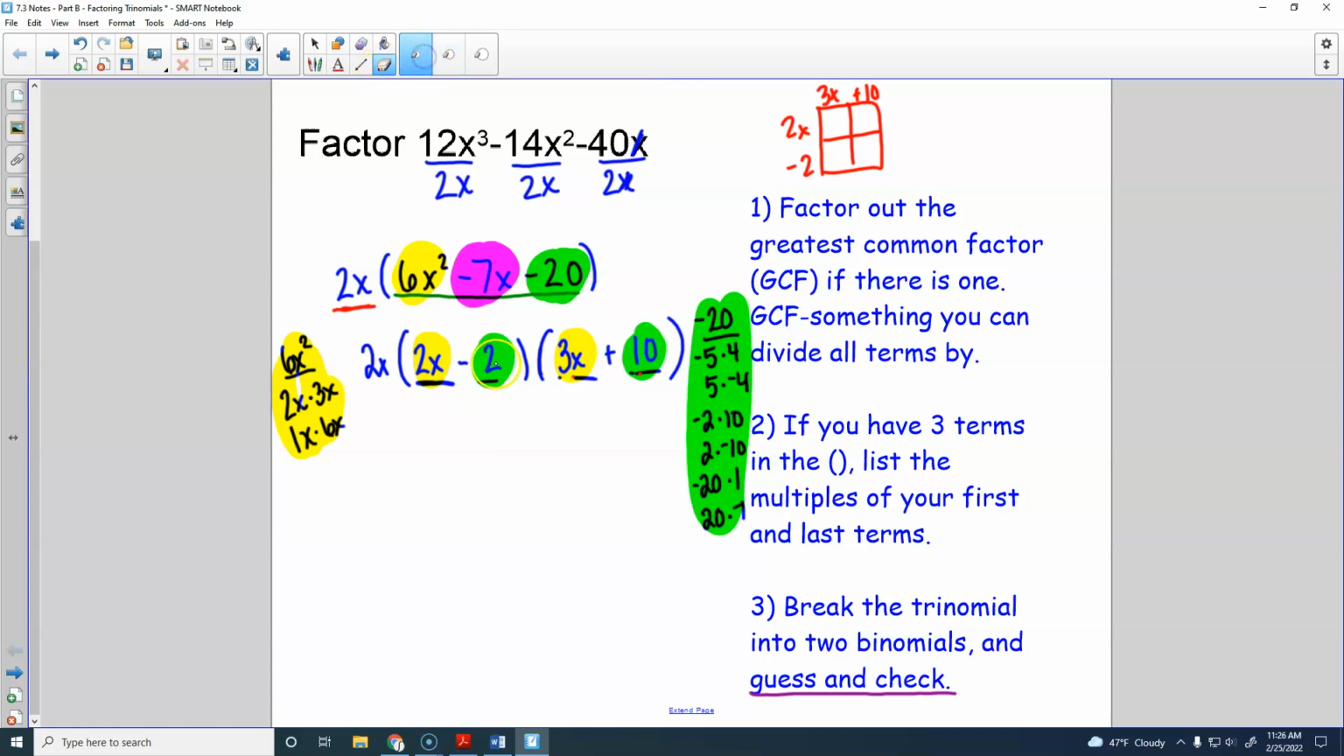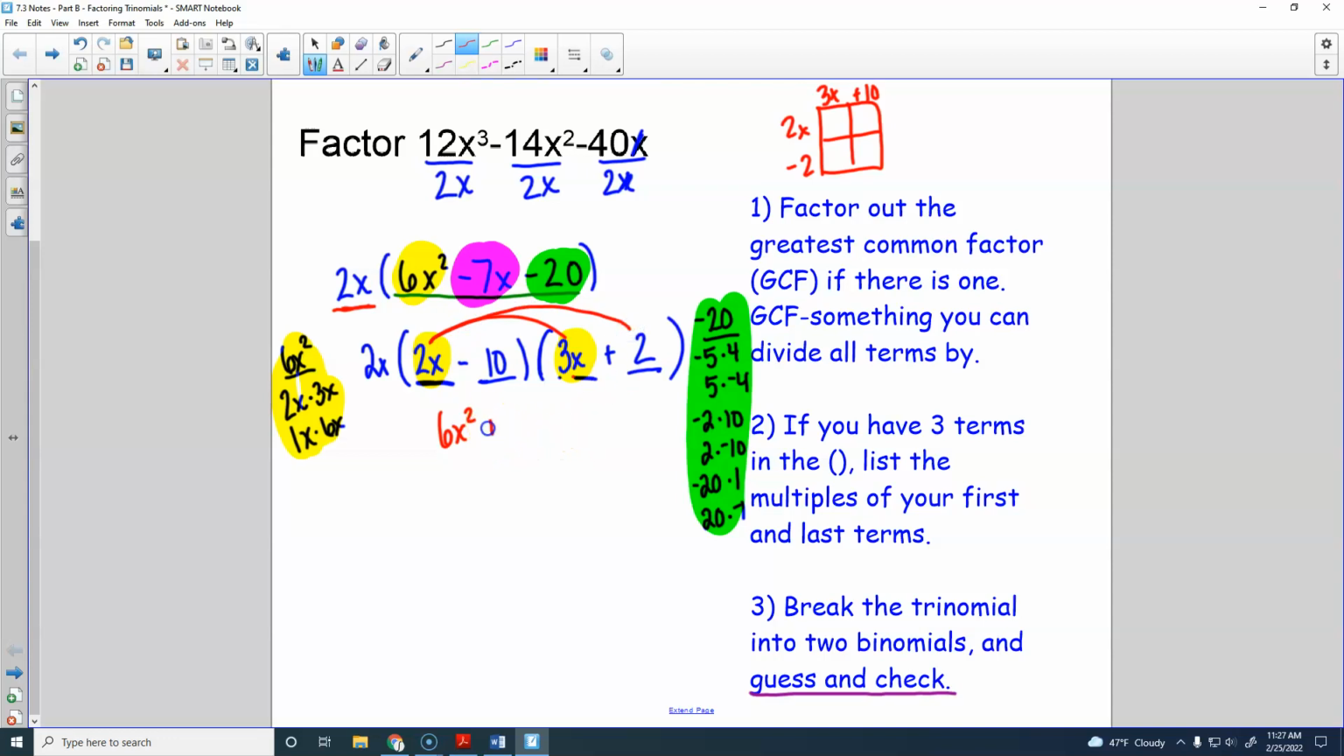So I'm going to switch where they're at. I'm going to put the 10 here and the 2 here, because sometimes where they're at matters, especially when you have numbers in front of your x here. So let's check this one. 2x times 3x gives us 6x squared. We knew that was going to happen.